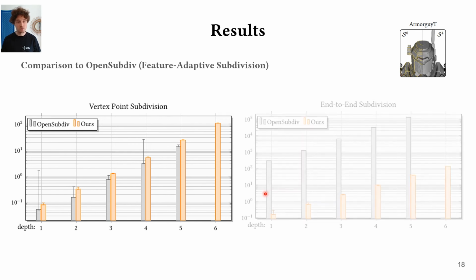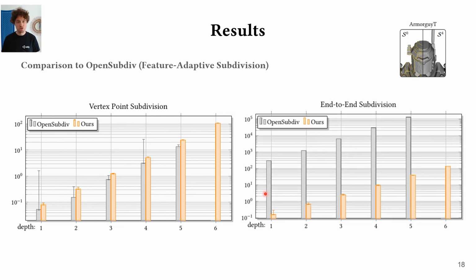The second scenario is a modeling scenario in which topology can be modified. In this case, OpenSubdiv resorts to its expensive pre-computation, and logically our method is orders of magnitude faster.